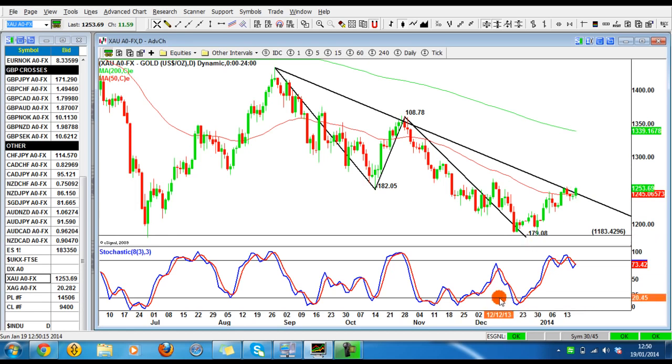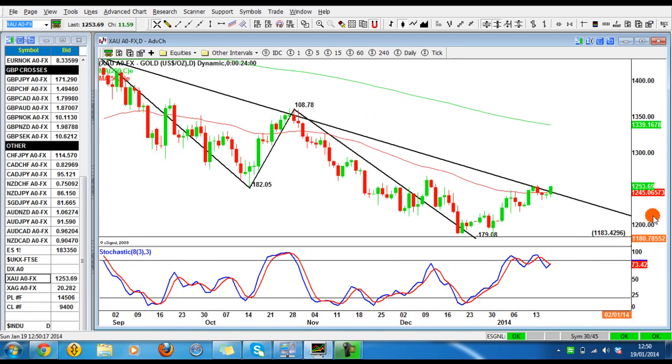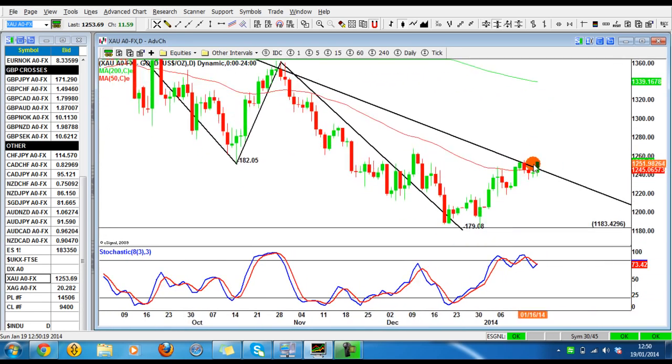What I'm probably going to do is, if the market over the next few days breaks the previous high, so this one here, I will then move my stop to just underneath this low area here, because this has created a new swing low.